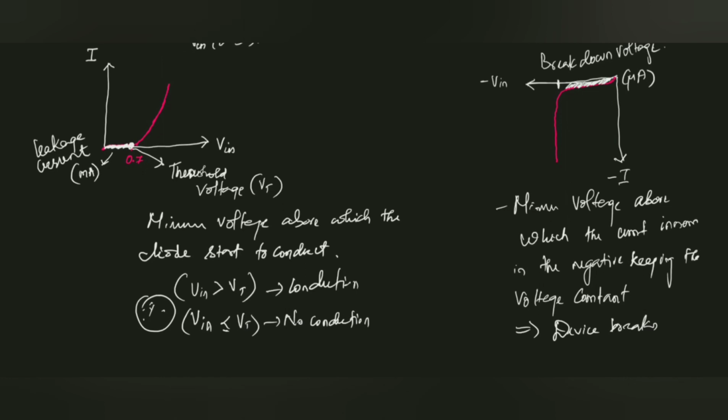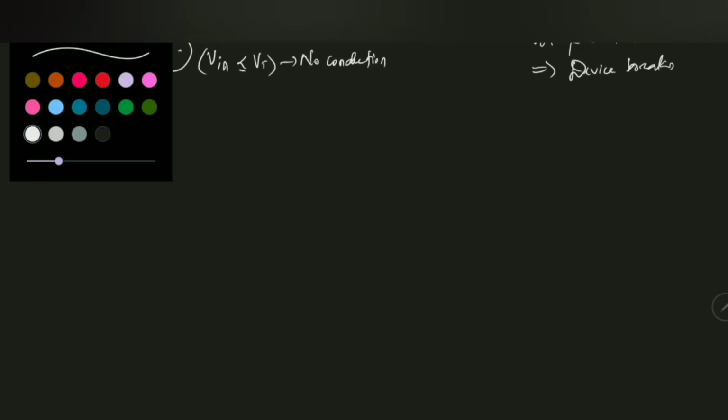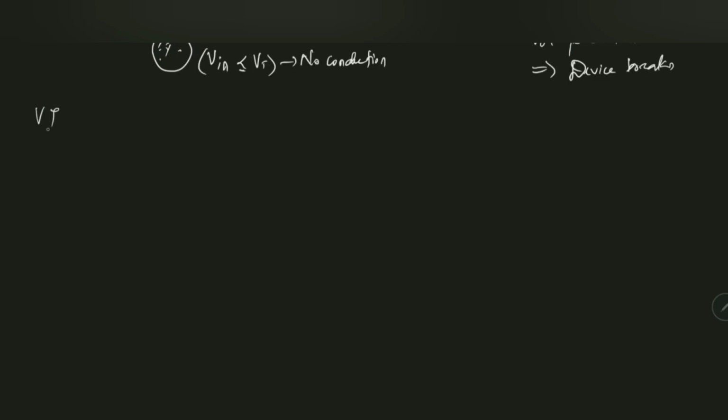So combining this forward and the reverse bias, we can easily now state the VI characteristics. So in the VI characteristics, I'm going to draw the graph.